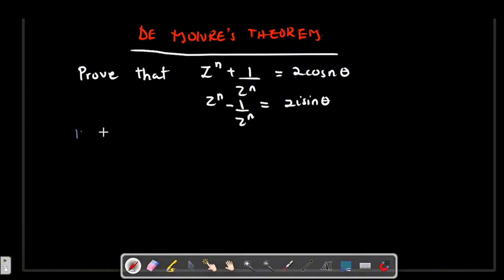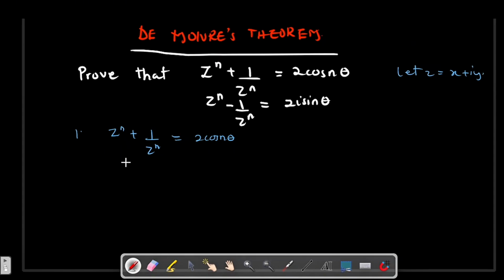So number one, it says prove that z to the power n plus its multiplicative inverse, z to the power 1 over n, is always equal to 2 cos n theta, right? How do we prove this? What is z? You know that z is an arbitrary complex number, say x plus iy, right?